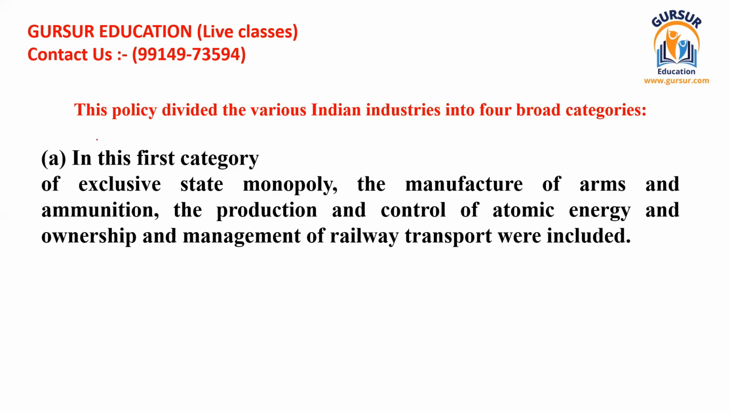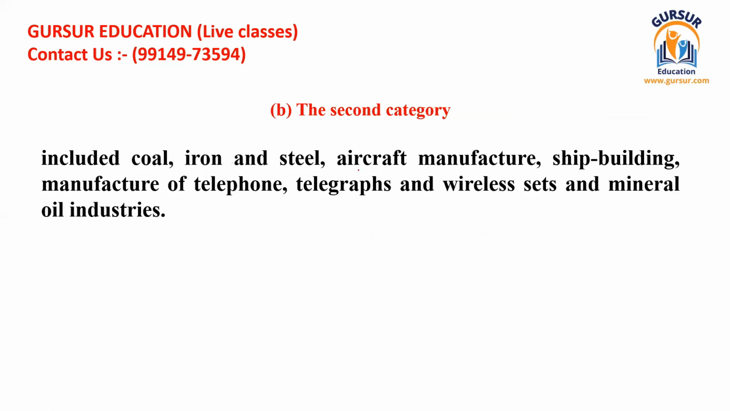So all these things were included in the first category. What I am teaching you is how Indian industries were divided into different categories under the Industrial Policy Resolution 1948. And in the second category, there were included coal, iron, steel, aircraft manufacture, shipbuilding, manufacture of telephones, then telegraphs, wireless sets, and mineral oil industries.